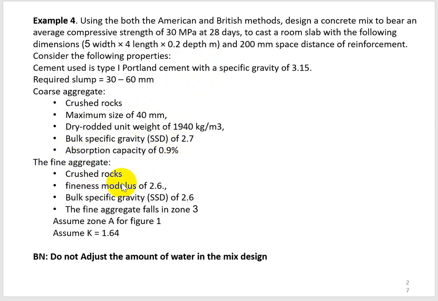For the fine, it's a crushed rock as well. It's a fineness modulus 2.6, bulk specific gravity is 2.6, and the fine aggregate falls in zone 3. Also assume zone A for figure 1, that's for British method, and assume K is 1.64.